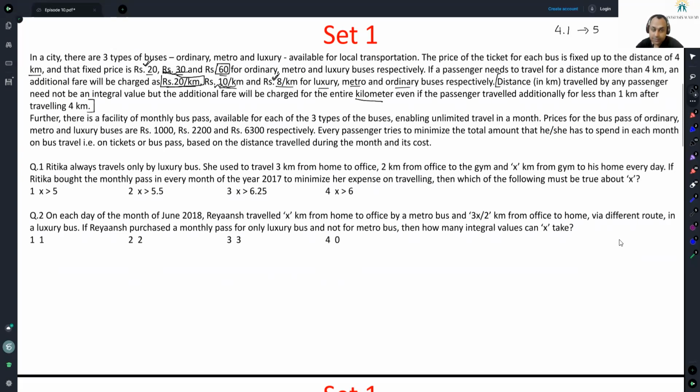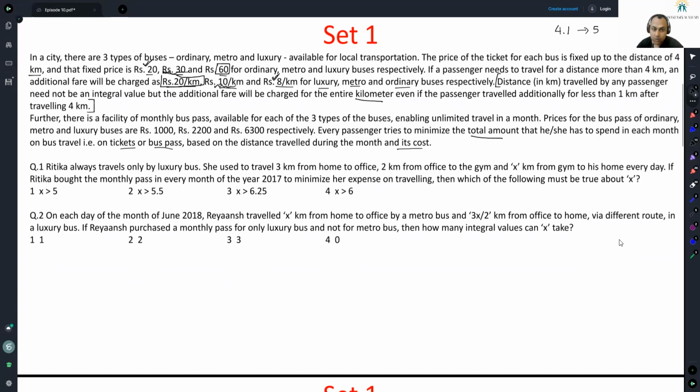Next, further, there is a facility of a monthly bus pass available for each of the three types of buses, enabling unlimited travel in a month. Prices for the bus pass of ordinary, metro, and luxury buses are 1,000, 2,200, and 6,300 respectively. Every passenger tries to minimize the total amount that he or she has to spend each month on bus travel, that is on tickets or bus pass, based on the distance traveled during the month and its cost. Okay. People are looking to minimize their expenses. Very, very natural thought. First question.